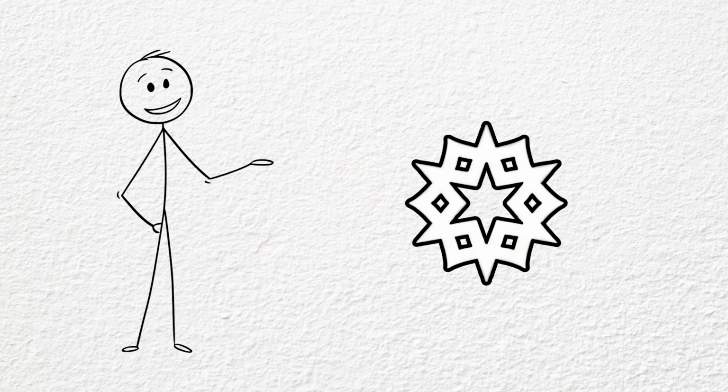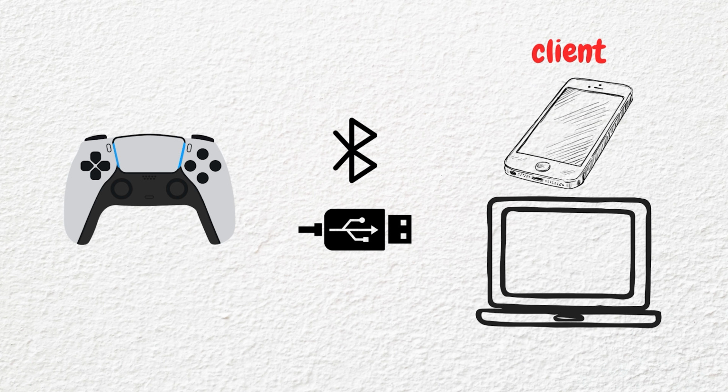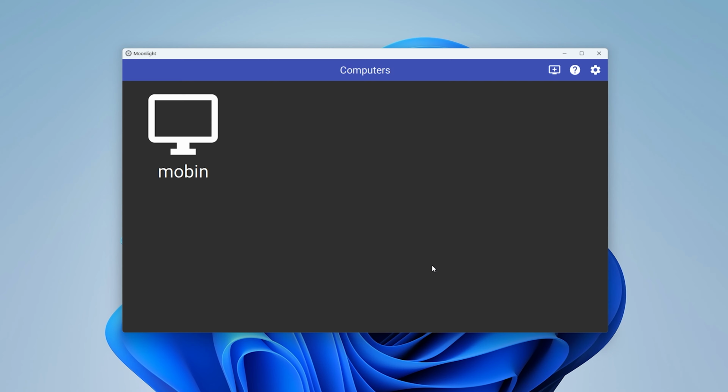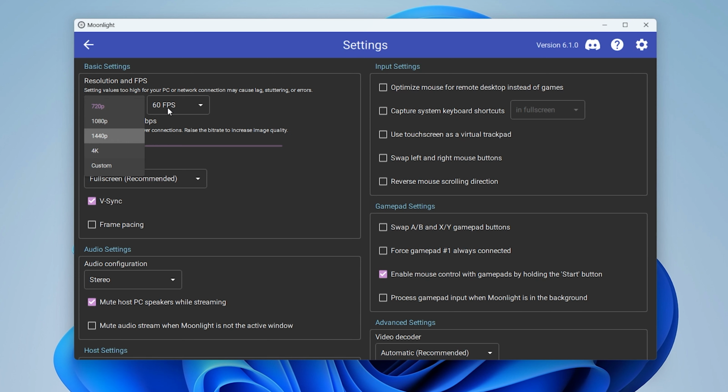Now let's explore some other Apollo features. The first one is playing games. You can connect a gamepad to your client on mobile or laptop and start playing the games you want. The second one is the client settings. In the client settings, you can tweak frame rate, resolution, bitrate, and more. Lower them if your connection lags, or increase them for better quality.